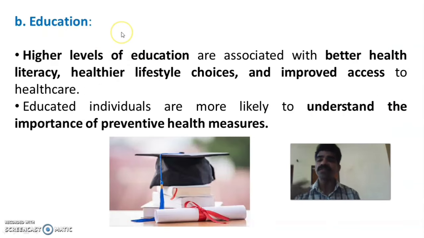The second factor is education. Higher levels of education are associated with better health literacy. So a person may have more knowledge about healthcare services, he may select healthier, positive lifestyle choices, and of course he may have improved access to healthcare services available even in the private sector. Moreover, educated individuals are more likely to understand the importance of preventive health measures, and they avail all the preventive health measures available in their state and country. That is how the education status of a person influences health positively or negatively.